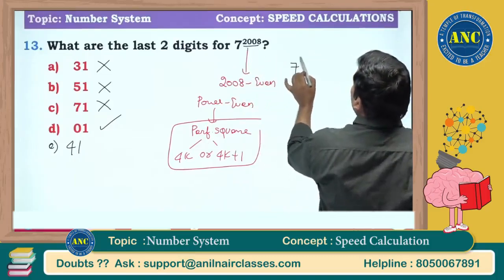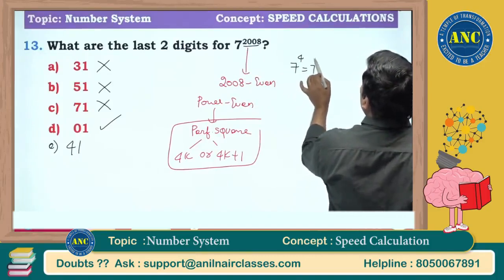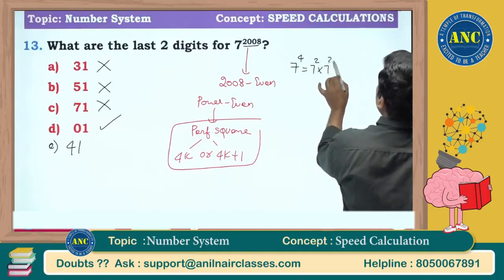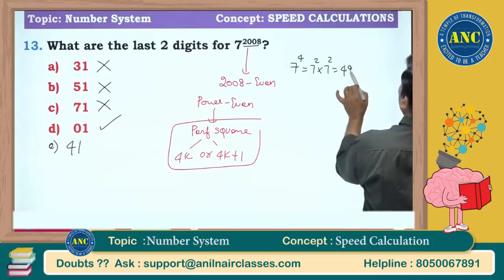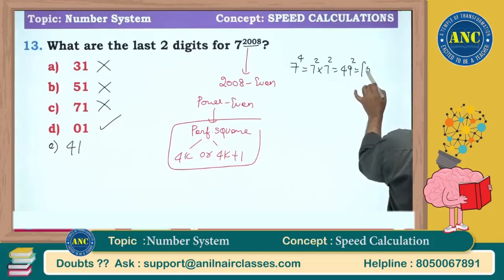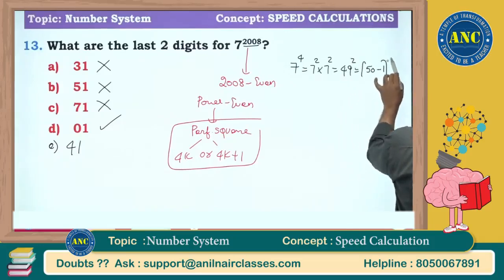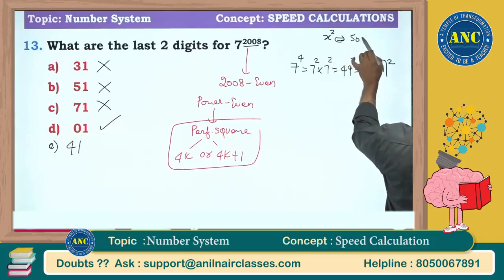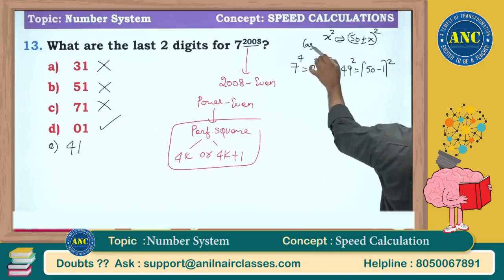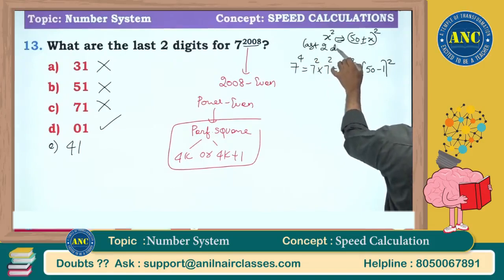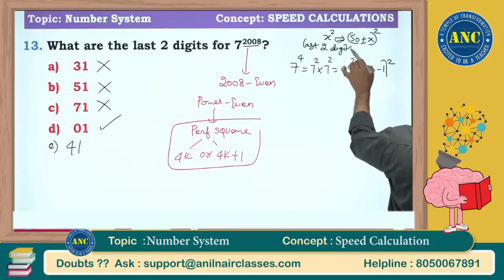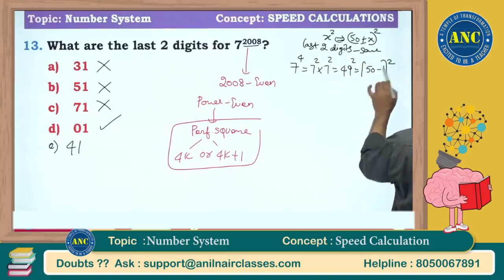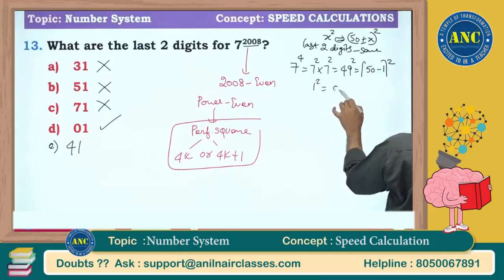It is 7 power 4. 7 power 4 is 7 square into 7 square, which is 49 square. 49 square is 50 minus 1 square. x square and 50 plus or minus x square, last two digits will be same. This is something which we discussed repeatedly in all the classes. Last two digits will be same. So answer is 1 square, which is 01.